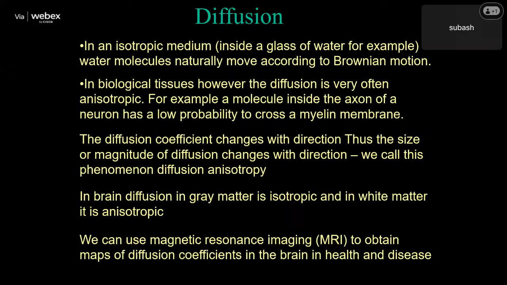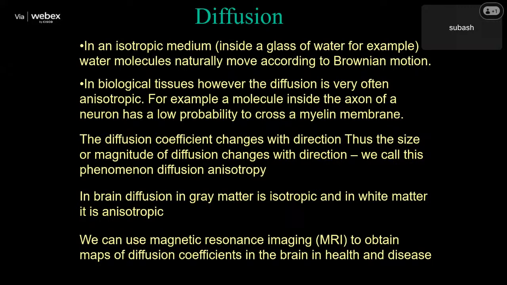They do not have any preferential direction. But when it comes to biological tissues, there are certain tissues which have anisotropic diffusion. That means the diffusion of water happens in a preferential direction sometimes, and the diffusion coefficient changes with direction. Thus, the magnitude of diffusion changes with direction, and we call this phenomenon diffusion anisotropy. We can measure this anisotropy using diffusion weighted imaging.